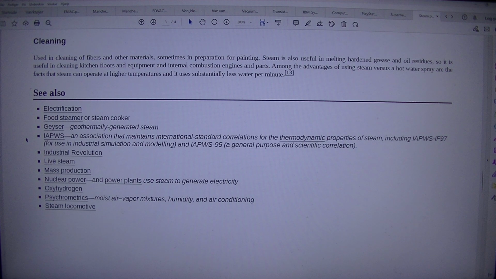Nuclear power and power plants use steam to generate electricity. Oxyhydrogen. Psychrometrics, moist air vapor mixtures, humidity, and air conditioning. Steam locomotive.